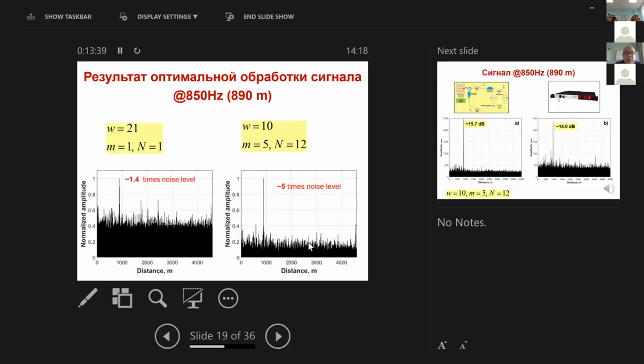Then, this compares the result of the optimal data processing. On the left, we have the original data, and on the right, the signal-to-noise ratio is 3.5 times higher than in the original data. So we have increased the signal-to-noise ratio using the processing of the signal.